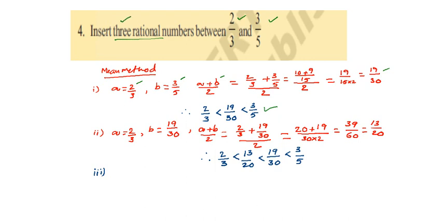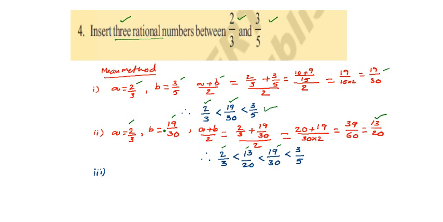For that, in the second step, you may observe I take a is equal to 2 by 3 and b is equal to 19 by 30 and follow the same procedure. Finally, what we get? a plus b by 2 is 13 by 20. That means 13 by 20, where is it? It lies between 2 by 3 and 19 by 30. That is written here: 2 by 3 less than 13 by 20 is less than 19 by 30. That is already less than 3 by 5.